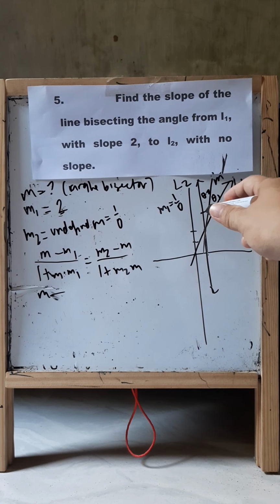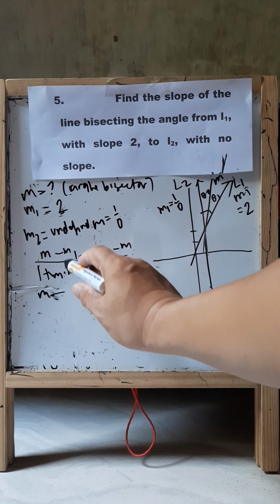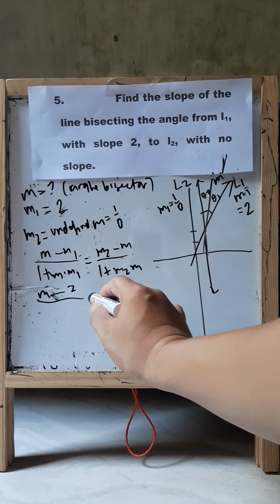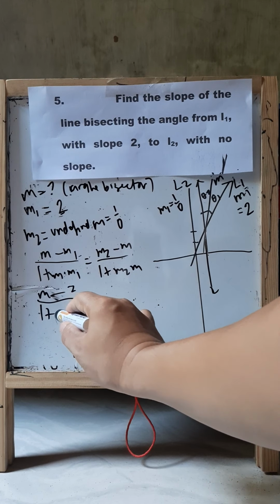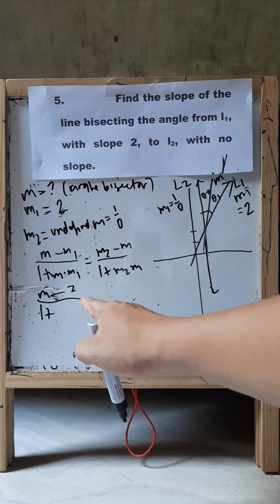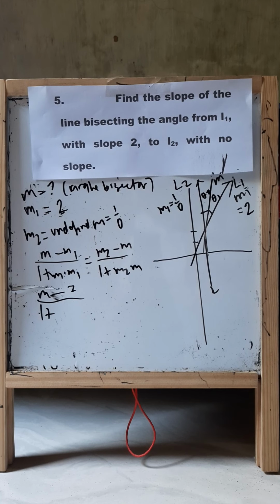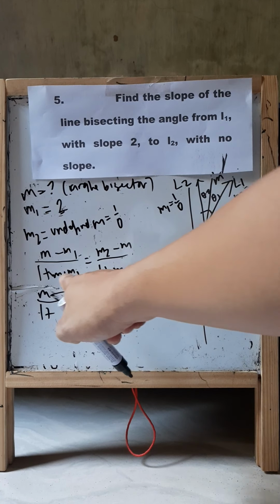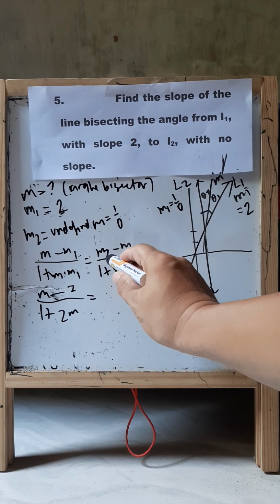Formed from line 1 to line 2. Angle bisector of the angle formed from line 1 to line 2. So m sub 1 is 2. So we have m minus 2 over 1 plus the product of, yes, what is it? 1 plus 2m. This is m sub 2.